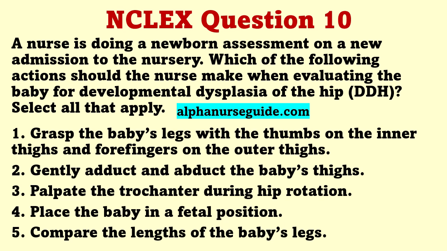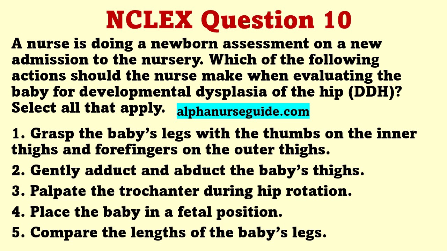The correct answers are 1. Grasp the baby's legs with the thumbs on the inner thighs and forefingers on the outer thighs. 2. Gently adduct and abduct the baby's thighs. 3. Palpate the trochanter during hip rotation. And 5. Compare the lengths of the baby's legs.